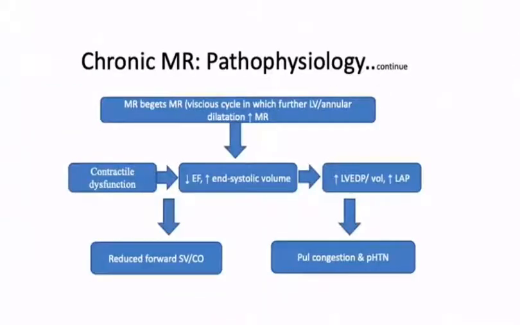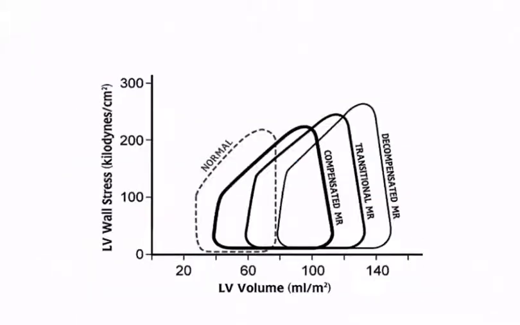Once there is this compensatory mechanism, the patient will land up in decompensated MR, where there is a decrease in ejection fraction with an increase in end systolic volume. Associated with that, there is increased LV end diastolic pressure, with increased left atrial pressures, leading to pulmonary edema, decreased tissue perfusion and shock. So this is the spectrum that we see.